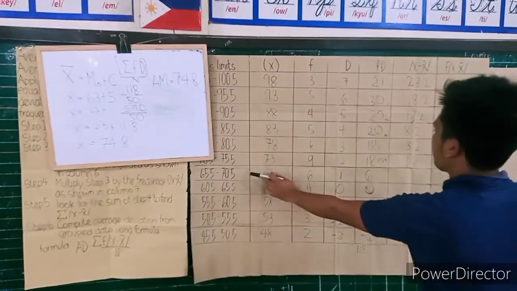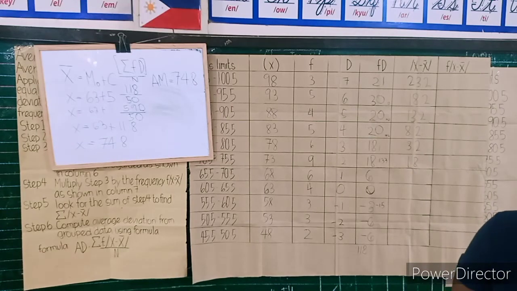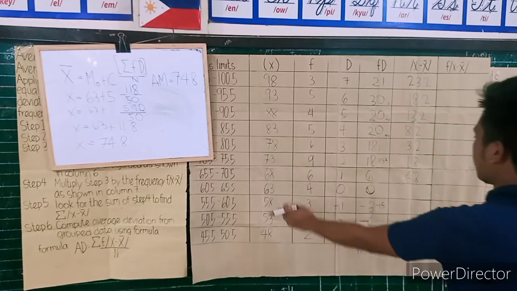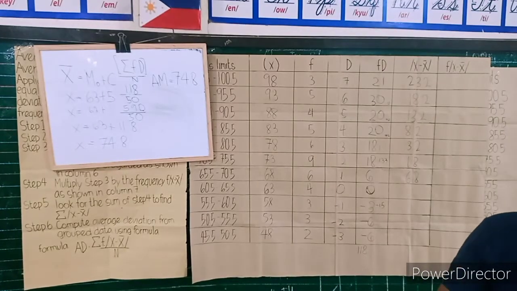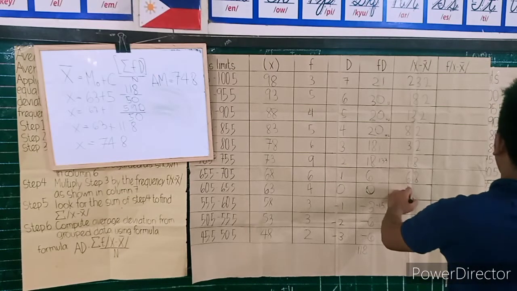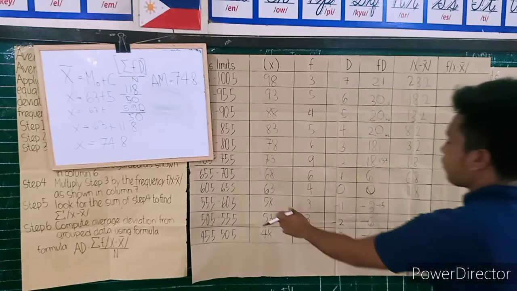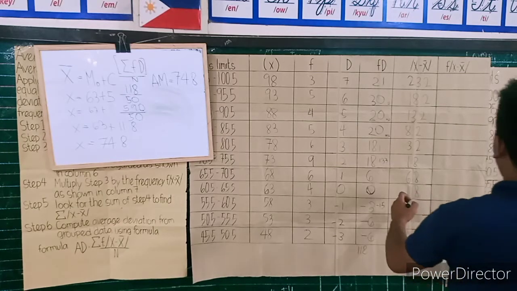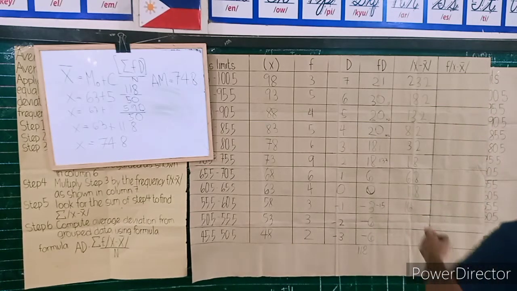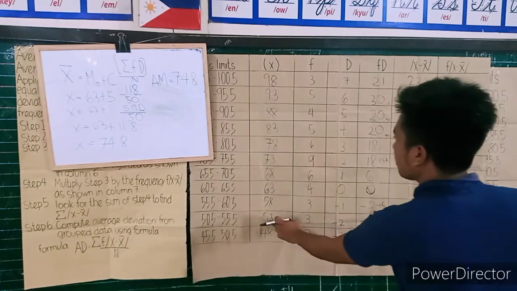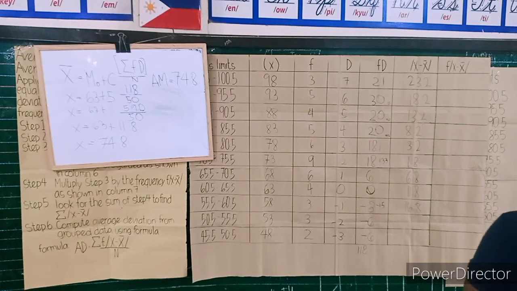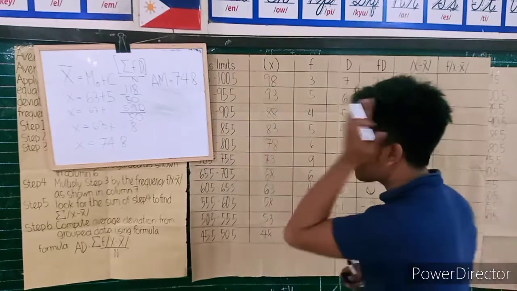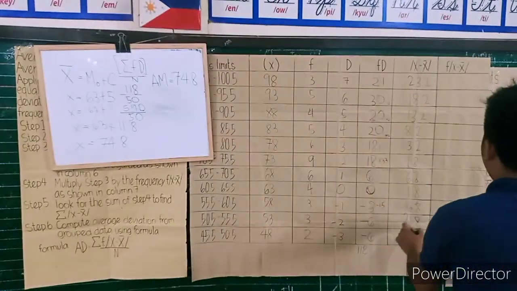Okay. 68 minus 74.8, we have 6.8. Okay. 63 minus 74.8, we have 11.8. 58 minus the arithmetic mean 74.8, we have 16.8. 53 minus 74.8, which is the arithmetic mean, we have 21.8. 48 minus 74.8. Okay, we have 26.8.